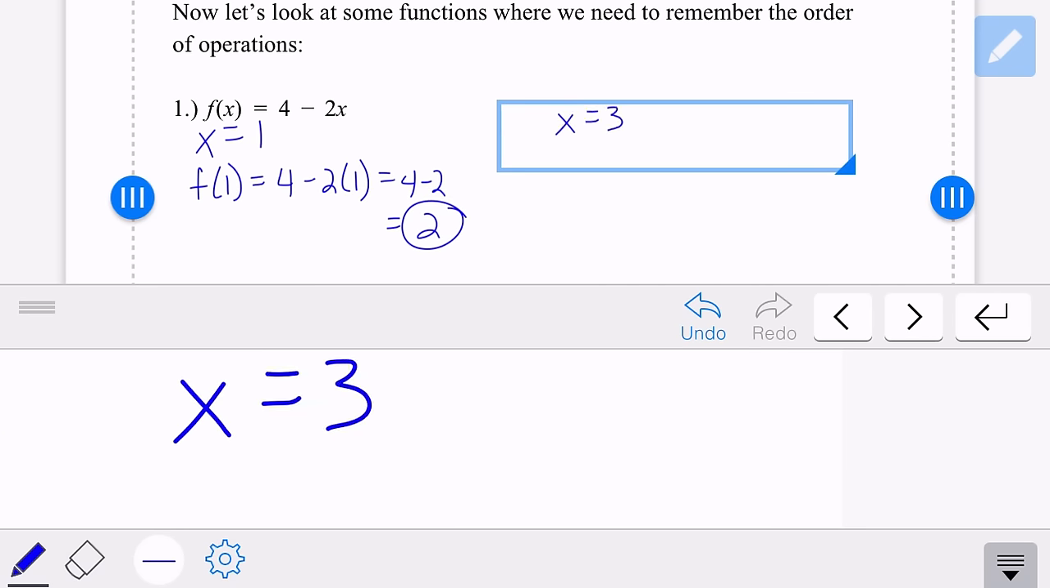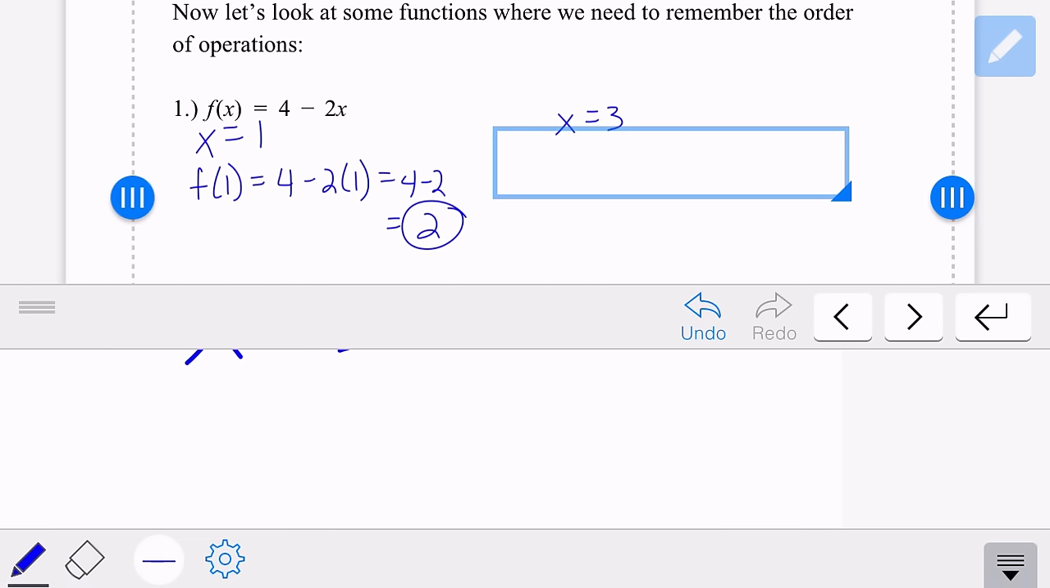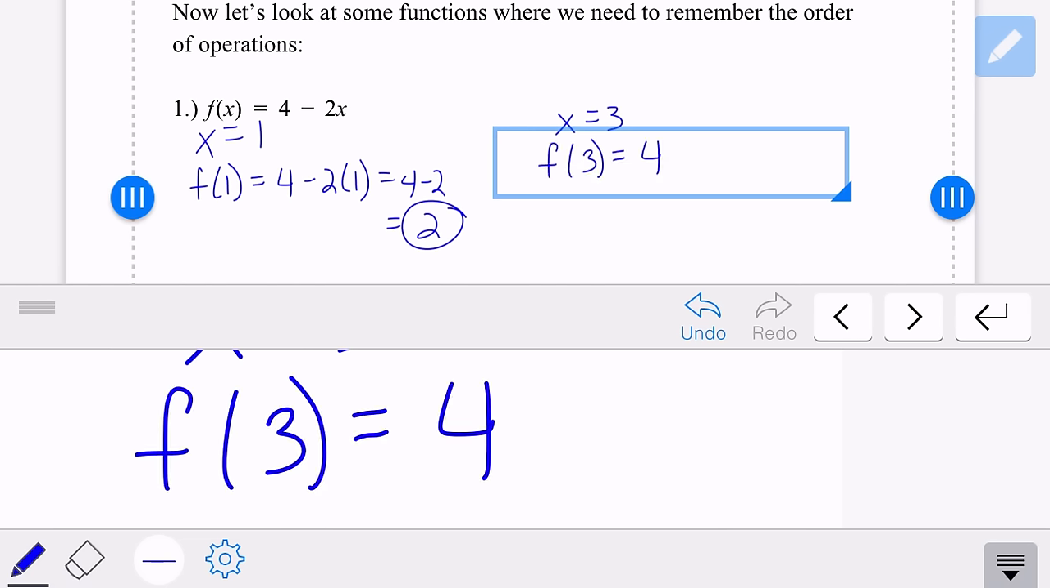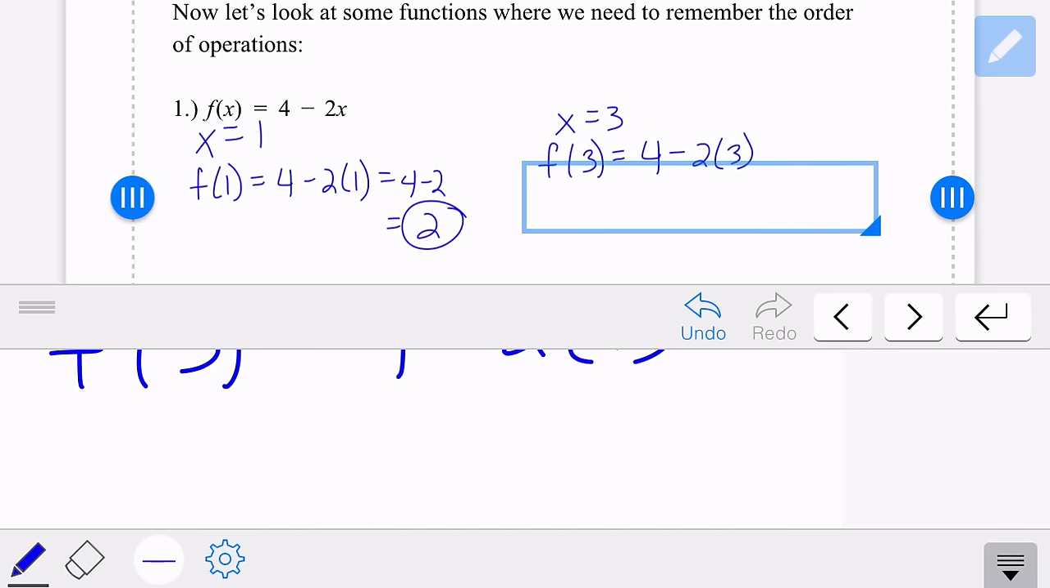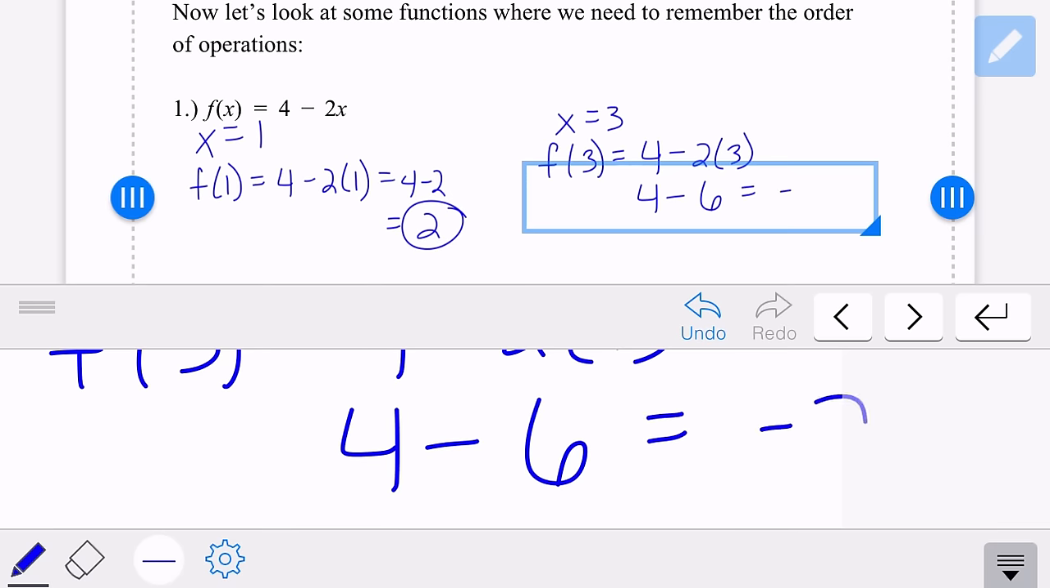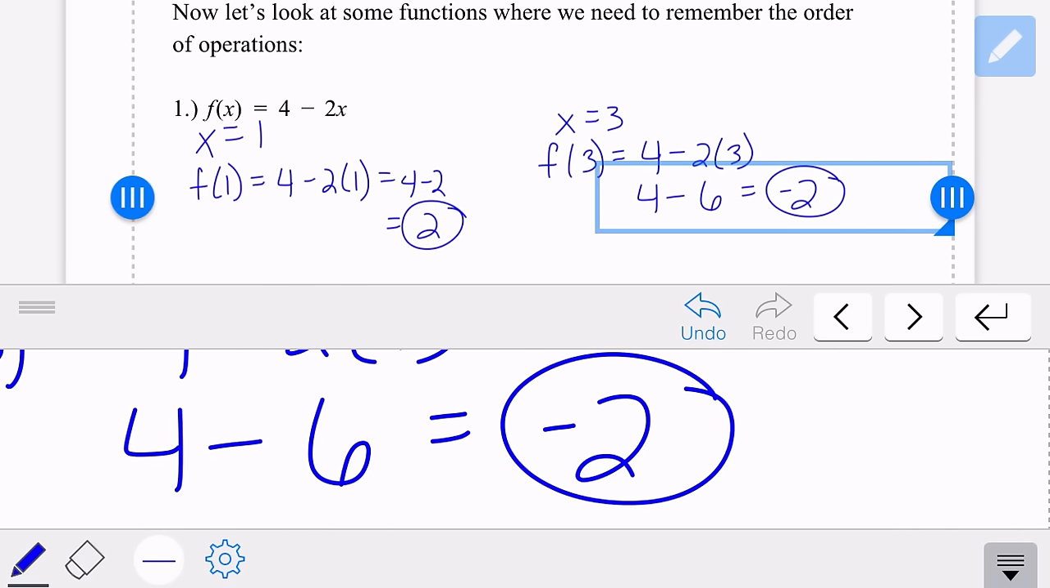Next, let's do another example quick with that. Let's say x is equal to 3. So we're interested in doing f of 3. So that's going to be 4 minus 2 times 3. The multiplication needs to happen before the subtraction. So we would have 4, 2 times 3 would give us 6, and then 4 minus 6 would give you a negative 2. Okay?